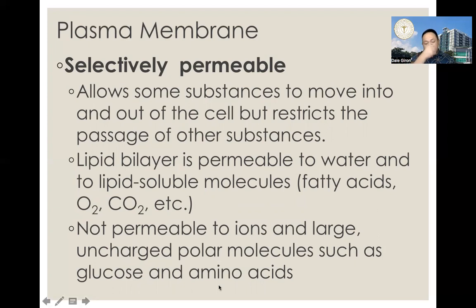But, Doc, can this glucose and amino acid go in and out of the cell? Some of the small glucose and small amino acids can go in and out of the cell, but with a transporter, not directly through the membrane or immediately from the outside to the inside. They are selectively permeable only to these ions and molecules, but for glucose and amino acids, they actually need some transporter.